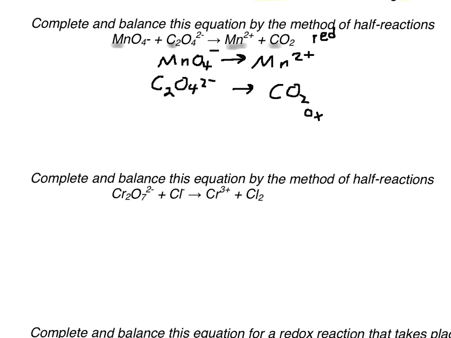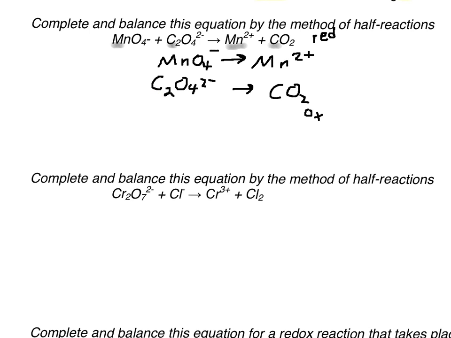So now that I have my half reactions, I'm going to start balancing. First, I'm going to balance all elements other than oxygen or hydrogen. For the first reaction, my manganeses are already balanced. My carbons are not, though. I got 2 over here, I got 1 over here, so I'm going to fix that.